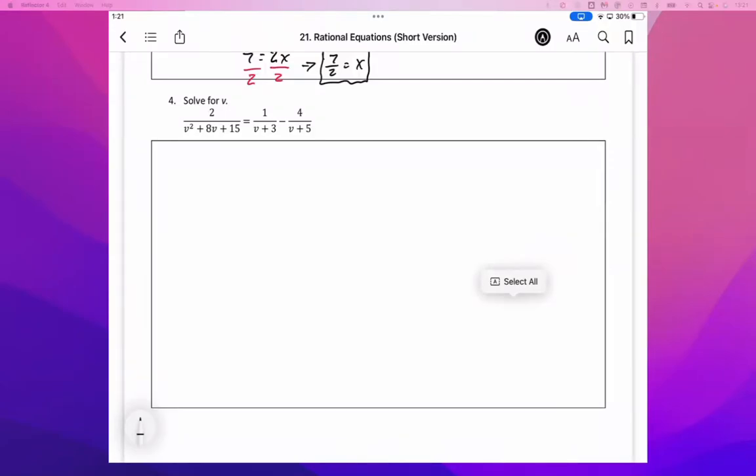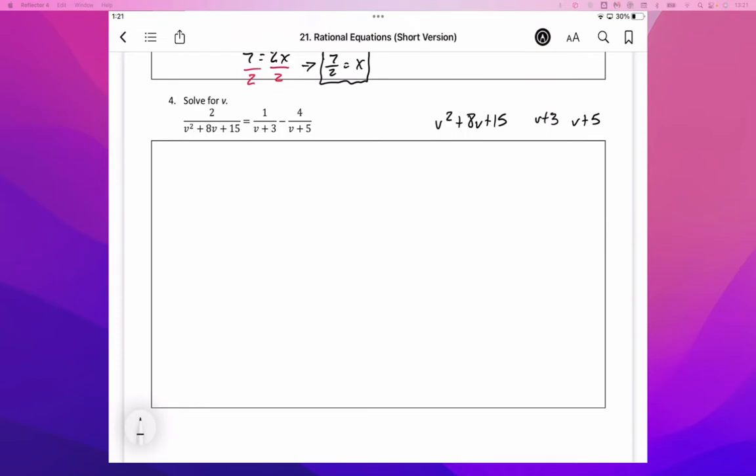And so number 4 is really something. If we look at our 3 different denominators that we've got: v squared plus 8v plus 15, we've got v plus 3, and we've got v plus 5.